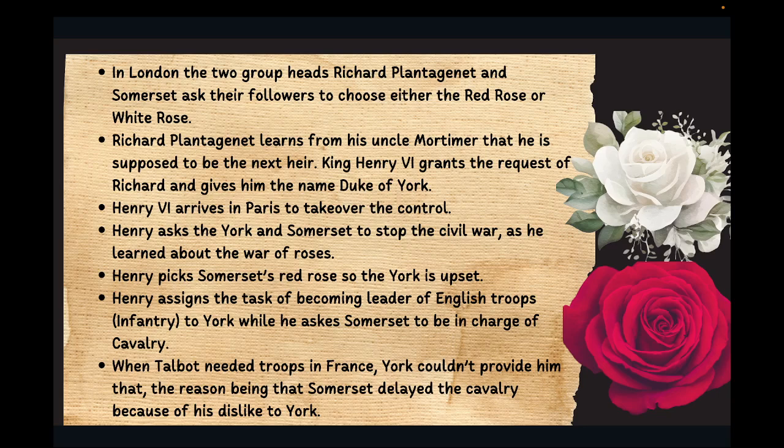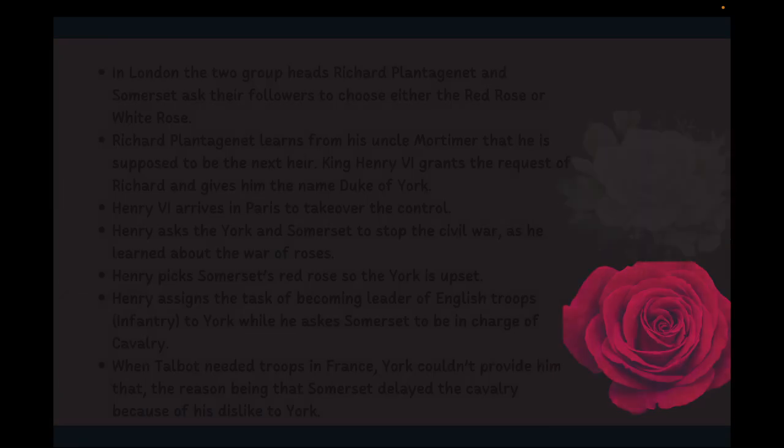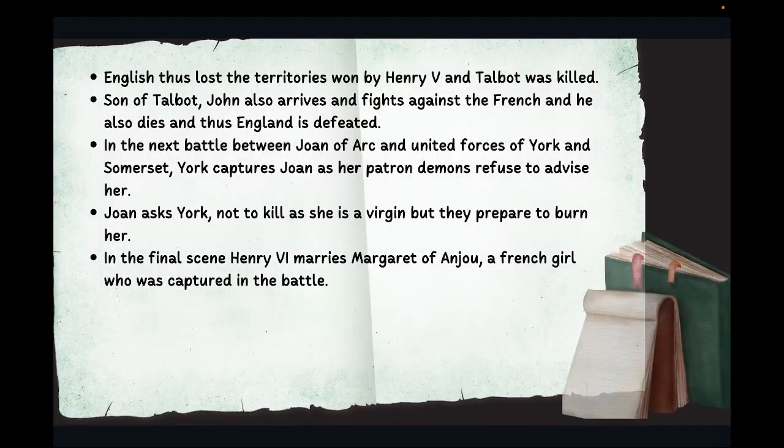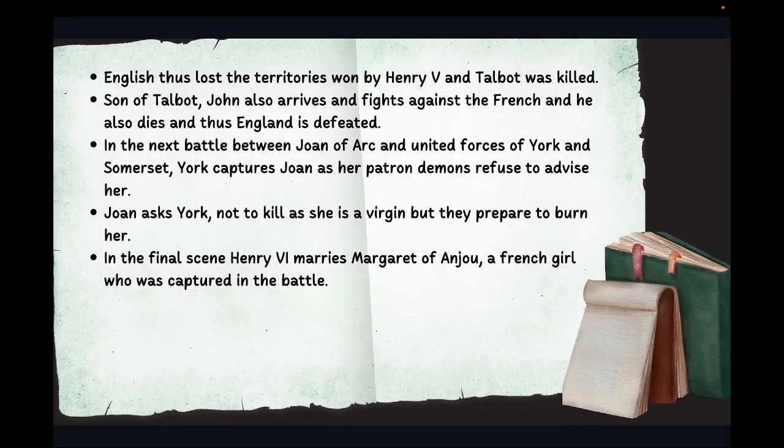Henry assigns the task of leading the English infantry to York, while he asks Somerset to be in charge of the cavalry. When Talbot needed troops in France, York couldn't provide them, the reason being that Somerset delayed the cavalry because of his dislike for York. The English thus lose the territories won by Henry V, and Talbot was killed. Talbot's son John also arrives and fights against the French, and he also dies, and thus England is defeated.